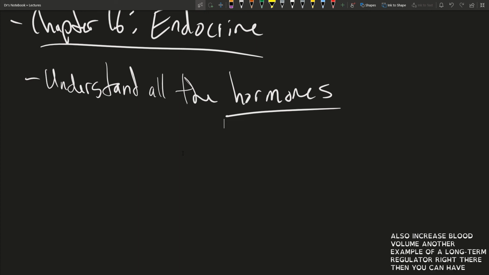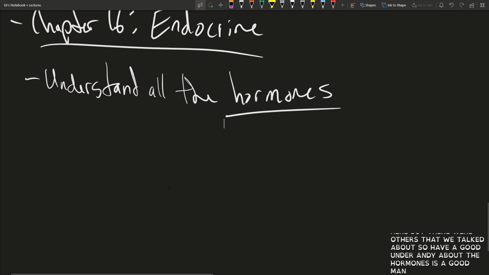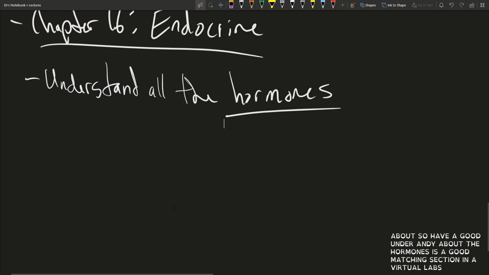Then you can have glucagon versus insulin. Glucagon raises blood glucose, insulin lowers blood glucose. Now, this is just naming a few that I decided to throw down on a list here, but there were others that we talked about. So, have a good understanding of all the hormones. There's a good matching section in a virtual lab, so make sure you understand the basics of all these hormones.